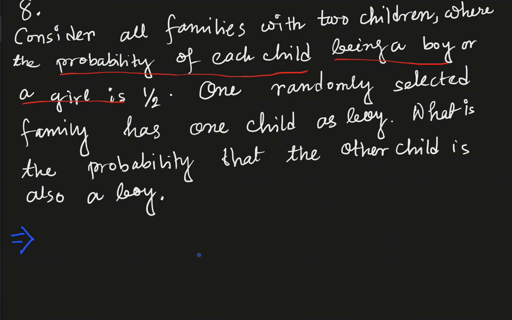So let's first see what the possible outcomes are which are equally likely. We'll start from there. Equally likely events are: suppose both children are boys, one boy and one girl, one girl and one boy, and both of them are girls. These are the possible equally likely events, right?